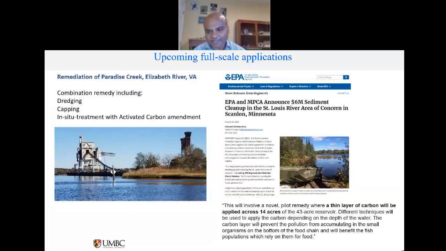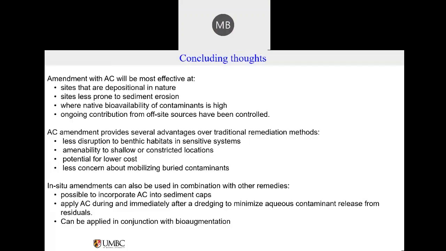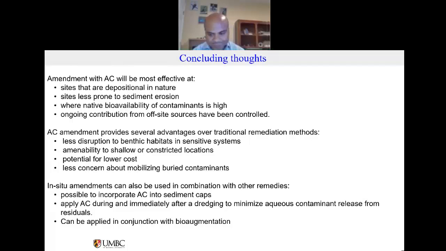And then on the right is Scandal Reservoir that EPA is addressing, and this is dioxin contaminated sediments, and 14 acres are going to be treated with carbon amendment into sediments. Let's go to the next slide. So since I'm out of time, I'm going to skip the concluding thoughts.